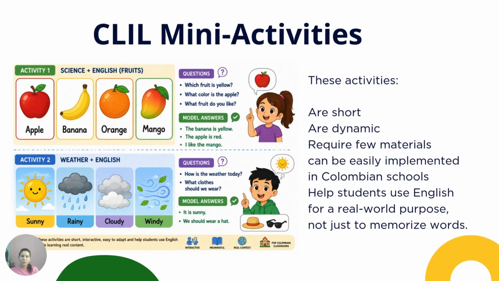The teacher chooses weather symbols representing sunny, rainy, cloudy, and windy days. A student answers questions such as, what's the weather like today? What clothes should we wear? A student responds, it's sunny. We should wear a jacket.